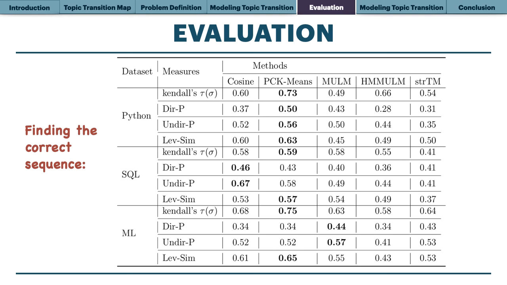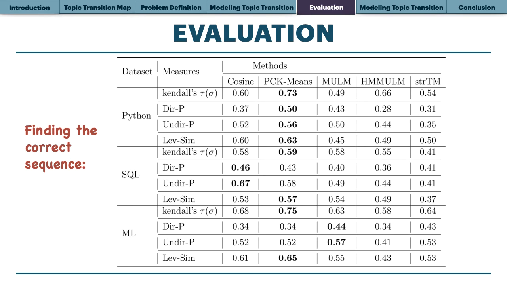Therefore, when the number of permutations exceeds 500, we randomly permuted 500 possible orderings of lectures as candidates. We ran the experiment 20 times for each method and recorded the average results. You can notice here from the table that PCK-means has the highest score in Kendall's Tau and Livingston normalized similarity in all datasets, which indicates that PCK-means has chosen the sequence that is very correlated to the ground truth sequence and needs minimal edits to be transformed to the ground truth sequence.